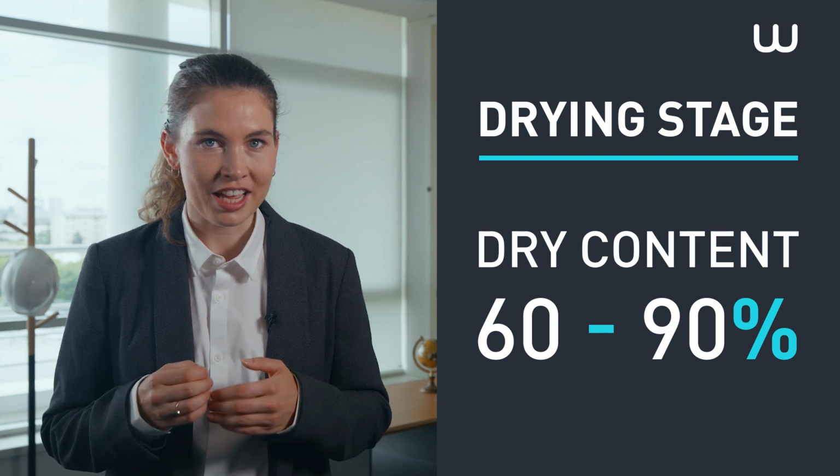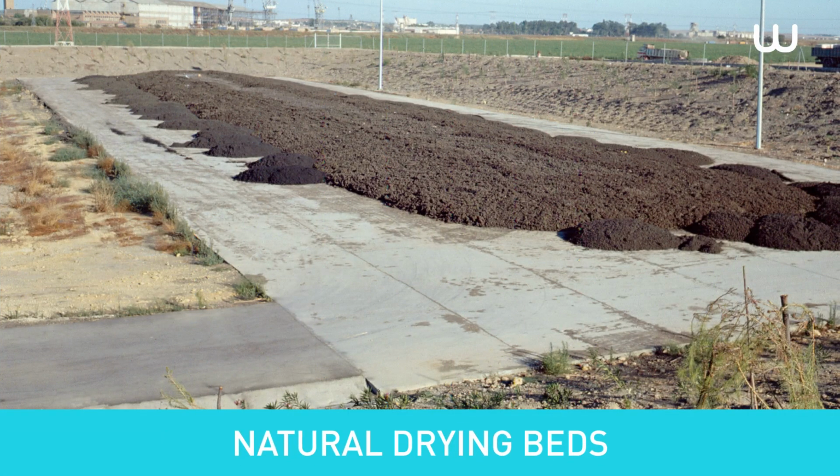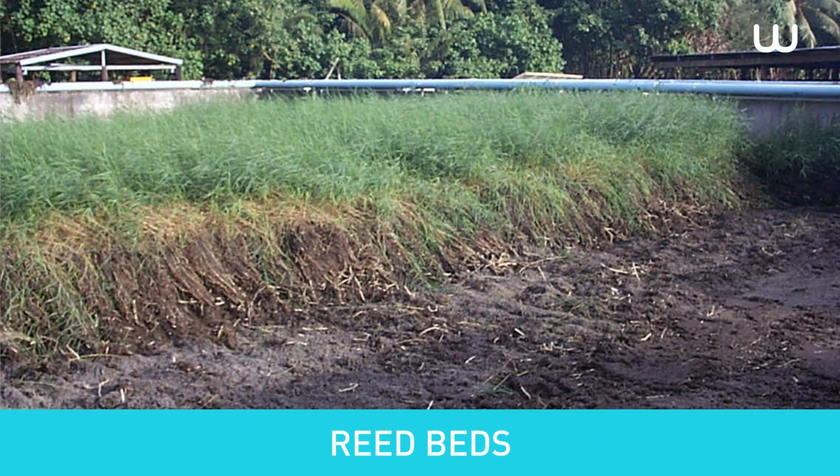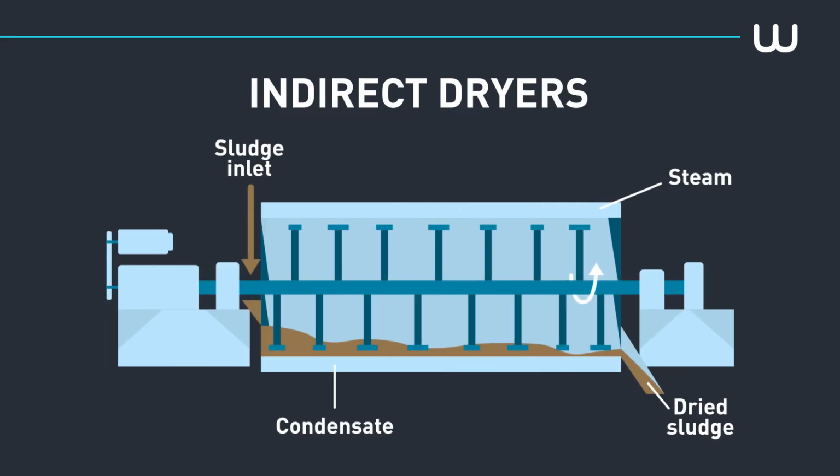This operation can be conducted using rudimentary processes such as natural drying beds or reed beds. Thermal processes also exist, such as direct or indirect dryers, but they are more energy consuming and more complex to operate.